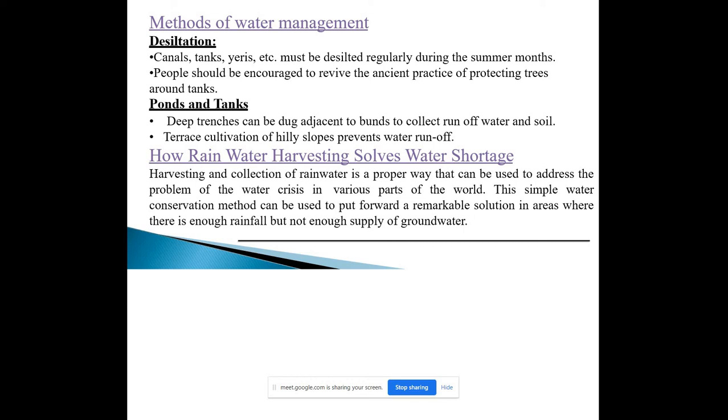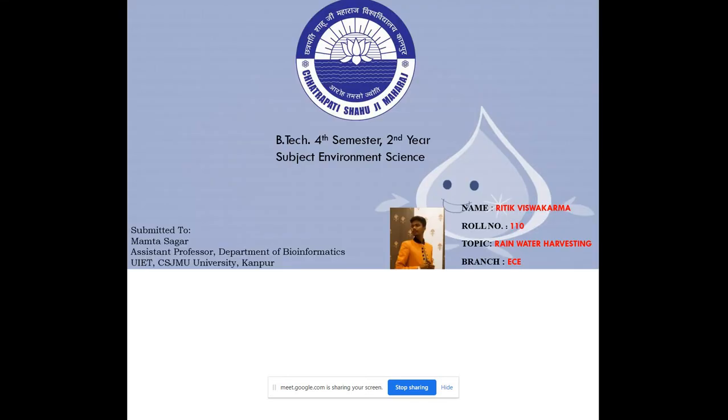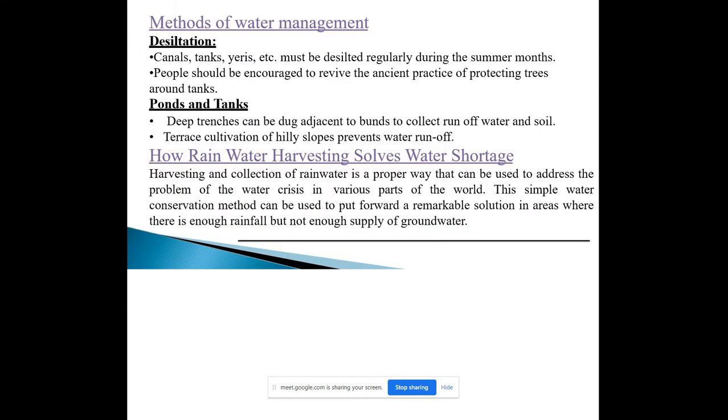At last, how does rainwater harvesting solve the water shortage? The harvesting and collection of rainwater is a proper way that can be used to address the problem of the water crisis in various parts of the world. This simple water conservation method can put forward a remarkable solution in areas where there is enough rainfall but not enough supply of groundwater.